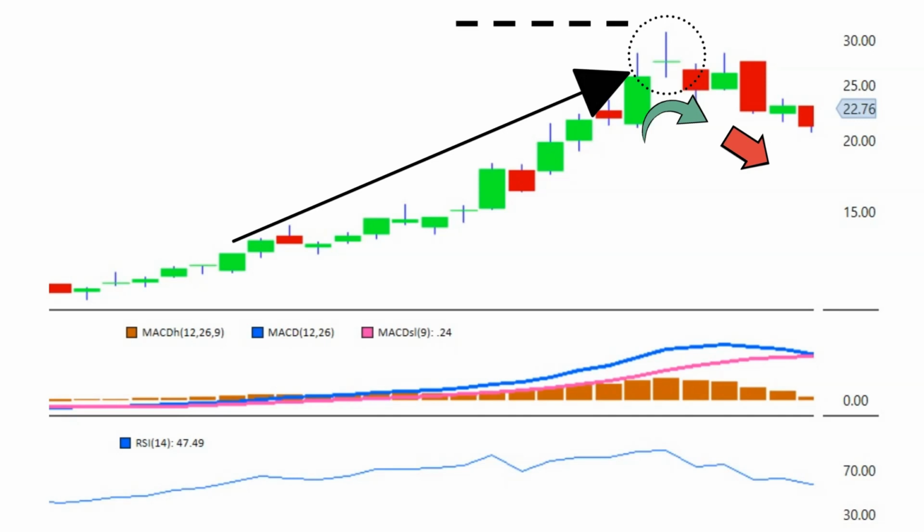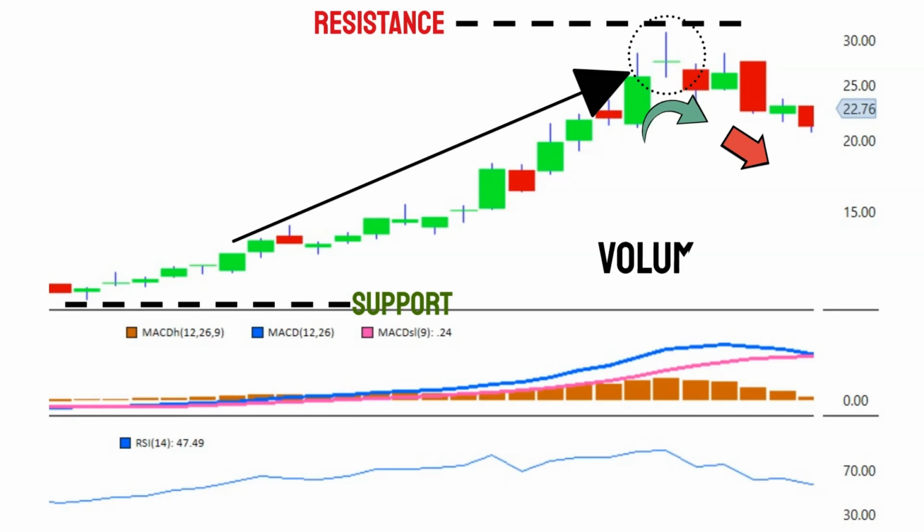You need to look at other technical data such as resistance or support levels, volume increase or decrease, and the MACD and RSI indicators. In my future videos, I will explain how to view and trade with MACD, RSI and resistance or support levels.